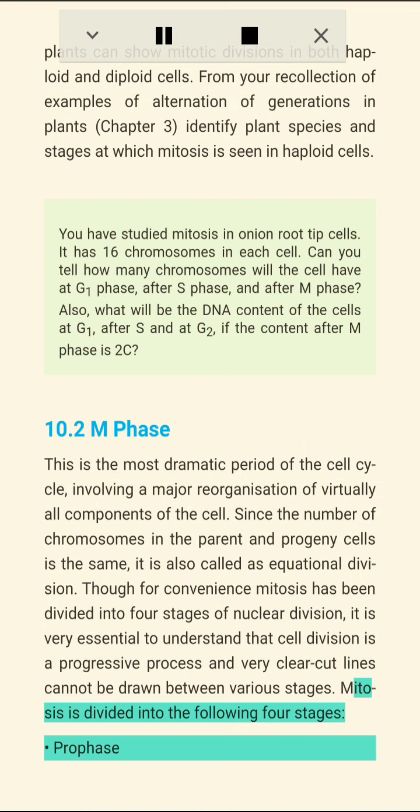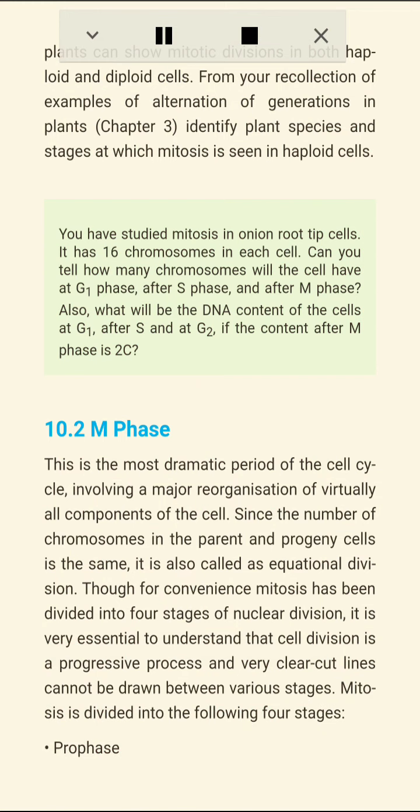Though for convenience mitosis has been divided into 4 stages of nuclear division, it is very essential to understand that cell division is a progressive process and very clear-cut lines cannot be drawn between various stages. Mitosis is divided into the following 4 stages: prophase, metaphase, anaphase, telophase.